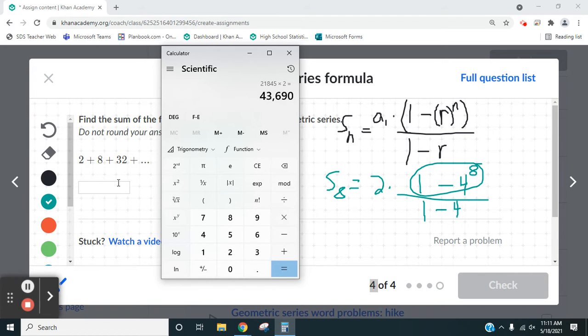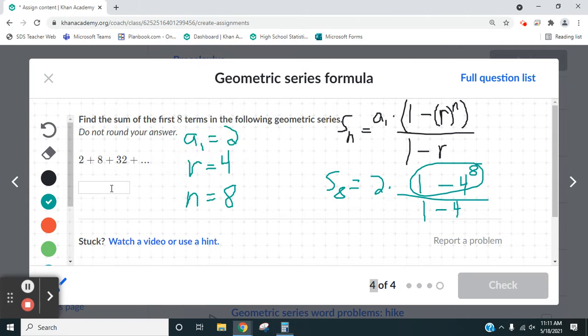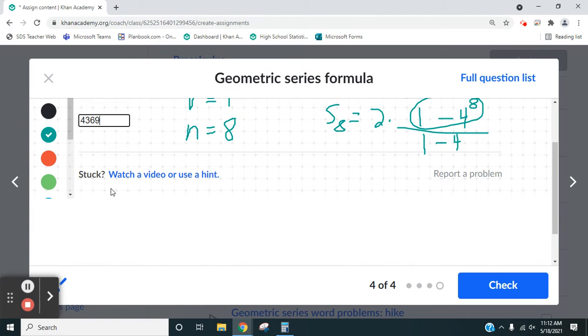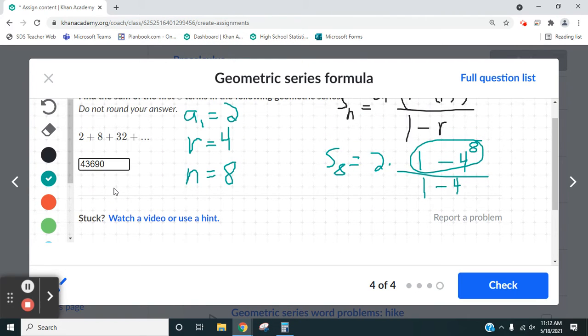You think it's right? Okay. 1 minus 4 to the 8th. Let me try it again. Divided by 3. But it's -3, right? Oh yeah. And then times 2. 43,690.